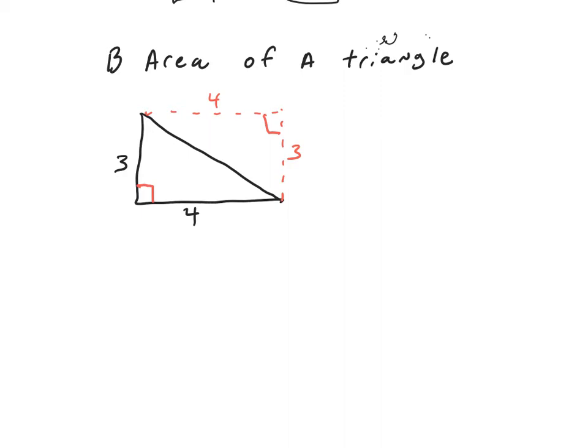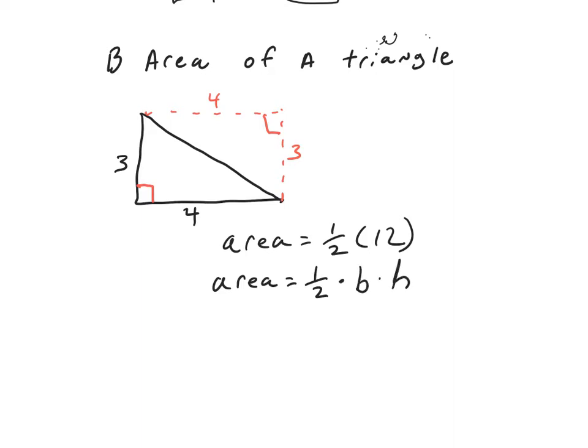The area for this is half of 12, or half of our rectangle before, which was length times width. So the formula for the triangle is 1/2, and instead of using base or length and width, they use base and height. So it's 1/2 times the base times the height.